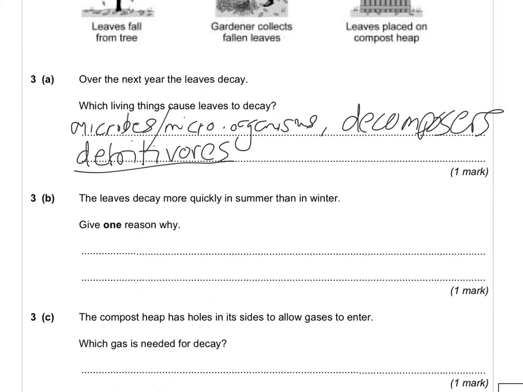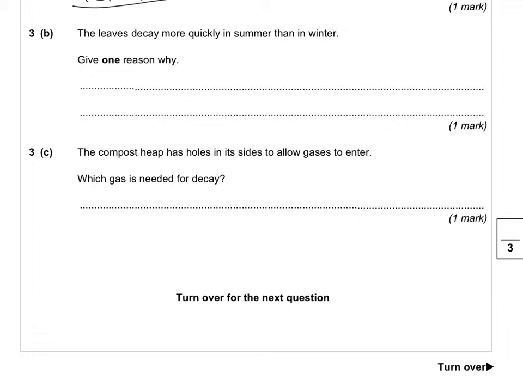Okay, next one, 3B. The leaves decay more quickly in summer than in winter. Give one reason why. Basic reason, one of the things that we need for decay is for a warm environment, and it's warmer in summer. So it decays faster in summer because it's warmer.